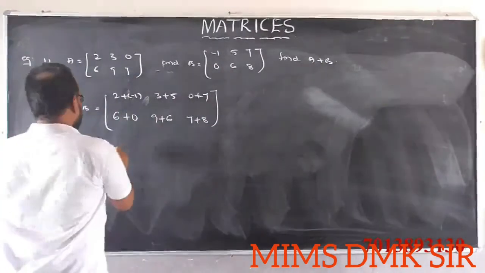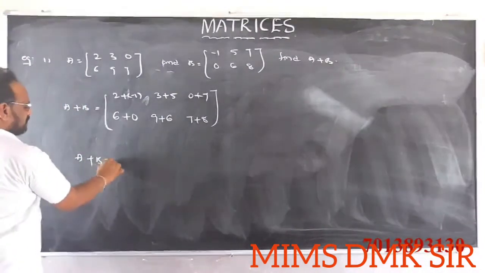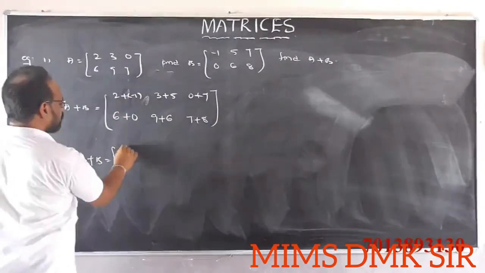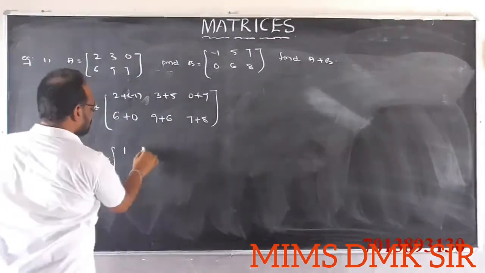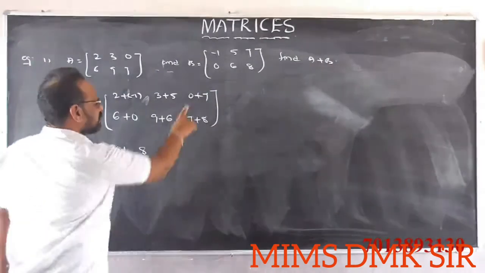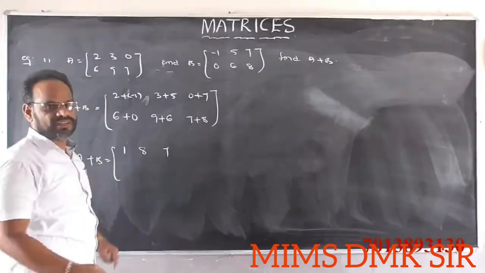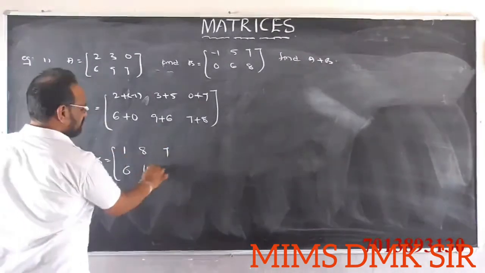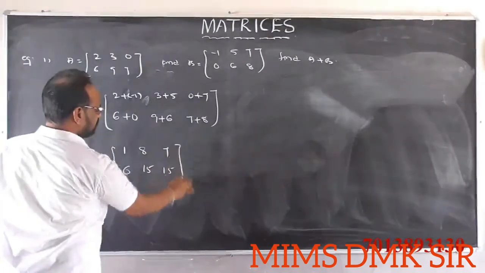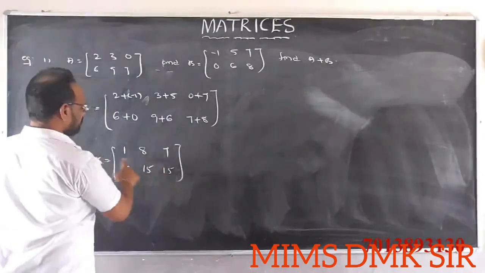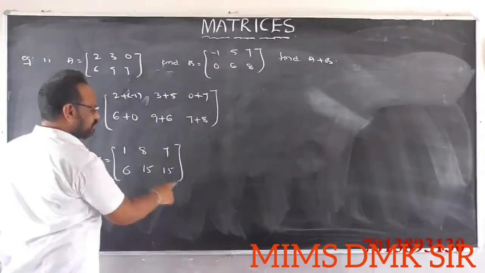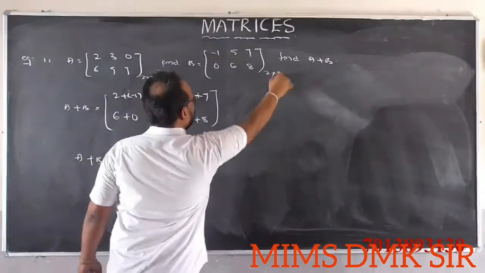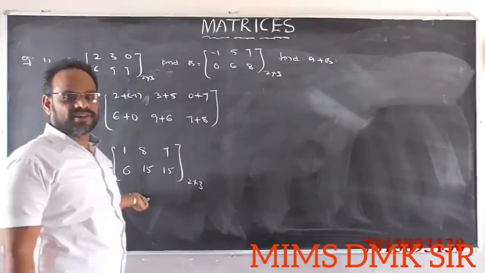Observe here, we have A plus B equals 2 plus of minus 1, that is 2 minus 1, which gives 1. 3 plus 5 is clearly 8. 0 plus 7 is 7. 6 plus 0 is 6 only. 9 plus 6 is 15, and 7 plus 8 is 15. We get the same order: 2 rows and 3 columns. So the order of A plus B is also 2 by 3.